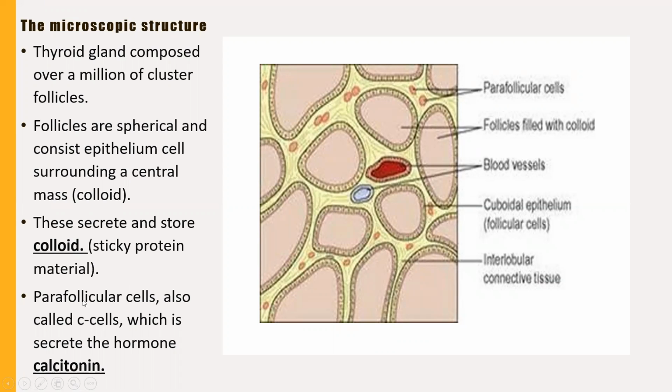Here are parafollicular cells, also called C cells, which secrete the hormone calcitonin. This is the microscopic structure of the thyroid gland. This is the parafollicular cells in thyroid gland. These are the follicle cells. These are follicle cells with colloid. These are the blood vessels, and these are the cuboidal epithelium follicular cells, and this space is interlobular connective tissue.